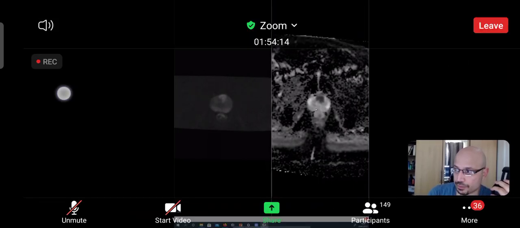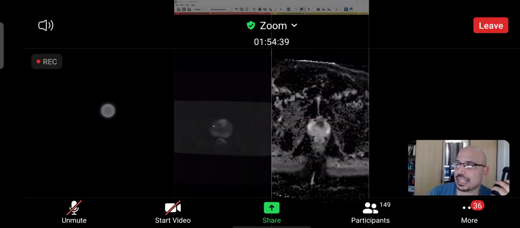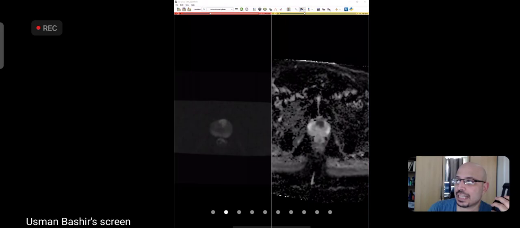In these areas, you get an even higher ADC map. You can see it in the peripheral zone, lateral peripheral zone. That's why it's appearing even higher. So it's just a slope. It's all a slope. I hope that answered the question.